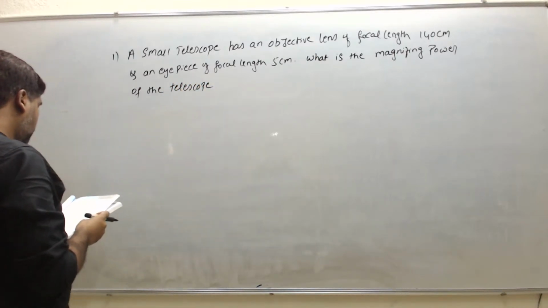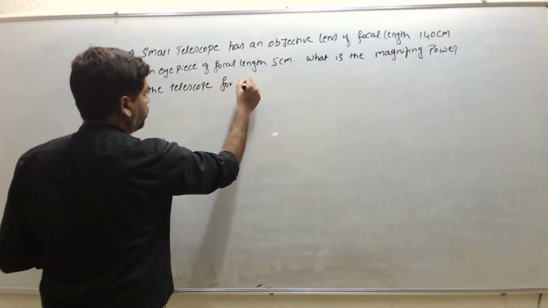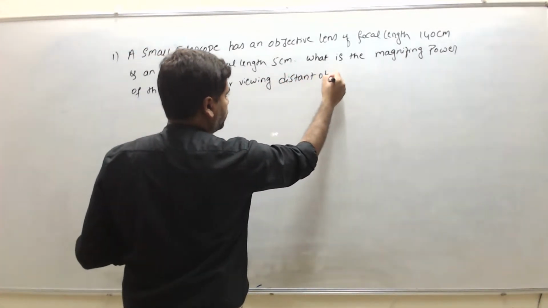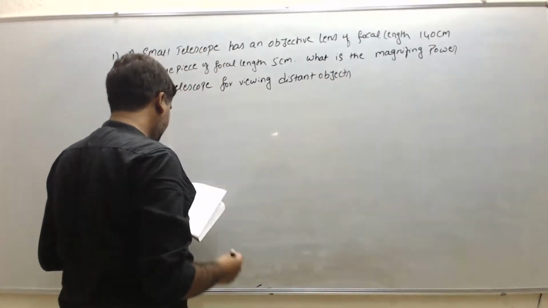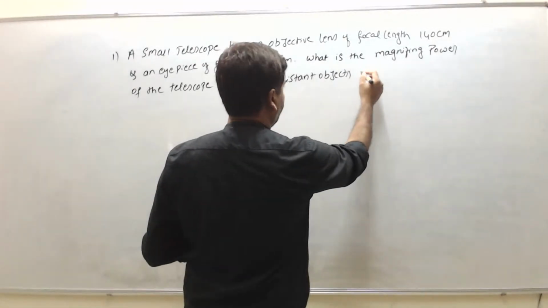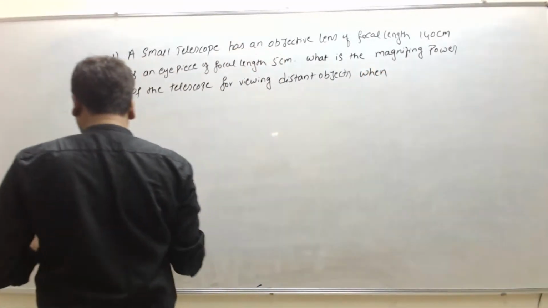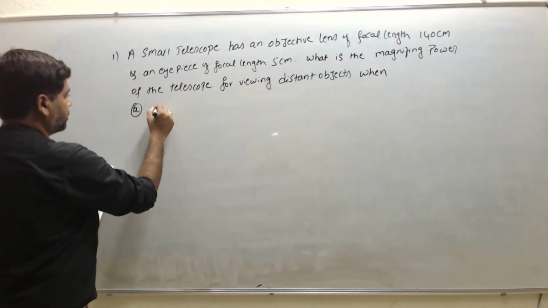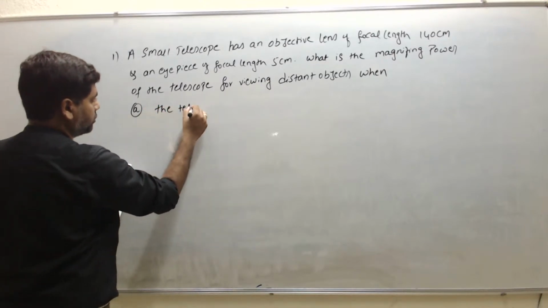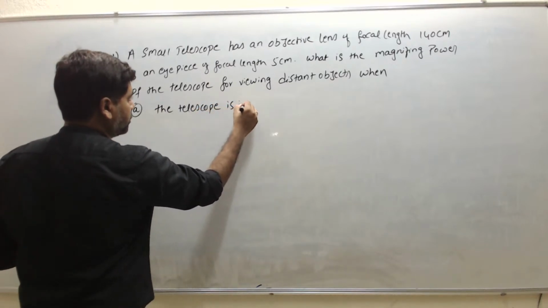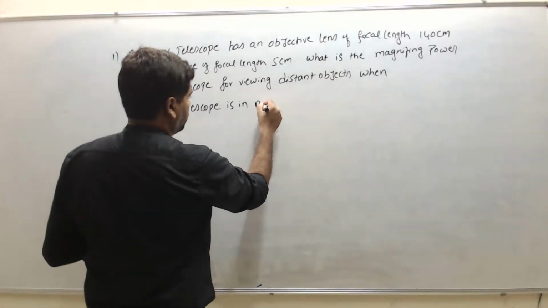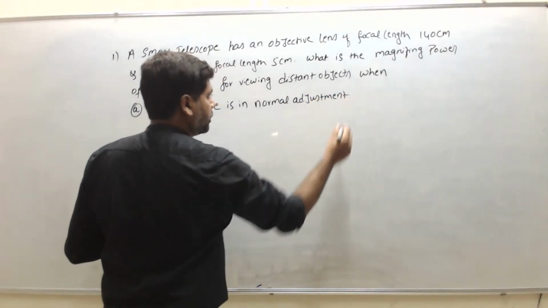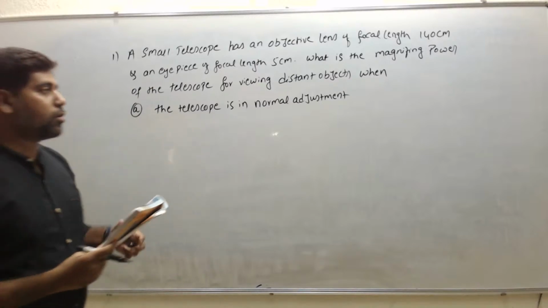Magnifying power of the telescope for viewing distant objects, when, first one, the telescope is in normal adjustment. So this one is the first one, when the telescope is in normal adjustment.